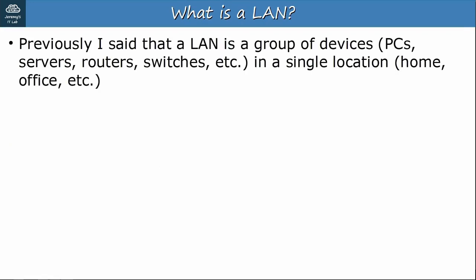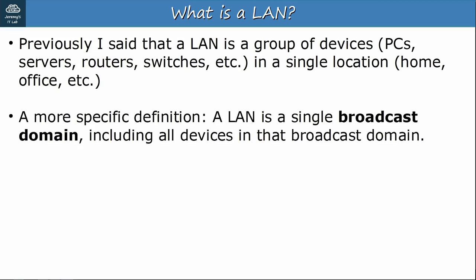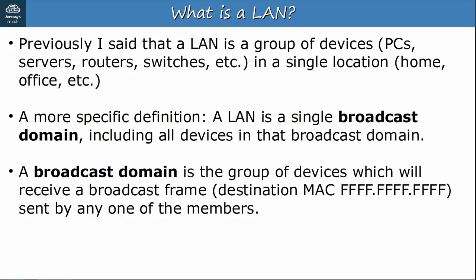In a previous video, I said that a LAN is a group of devices, PCs, servers, routers, switches, etc., in a single location, for example, a home or office. Let's take a look at a more specific definition. A LAN is a single broadcast domain. A broadcast domain is the group of devices which will receive a broadcast frame, that is, a frame with a destination MAC of all Fs, sent by any one of the members. Let's take a look at a diagram.